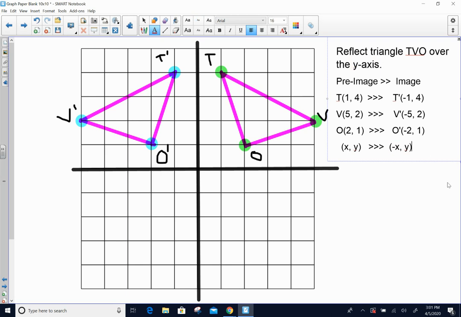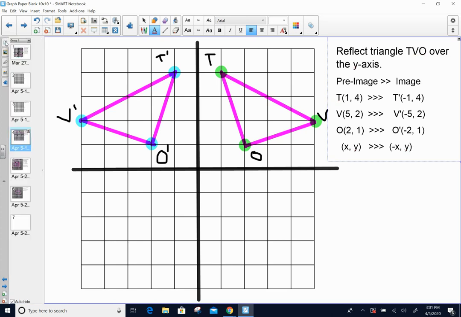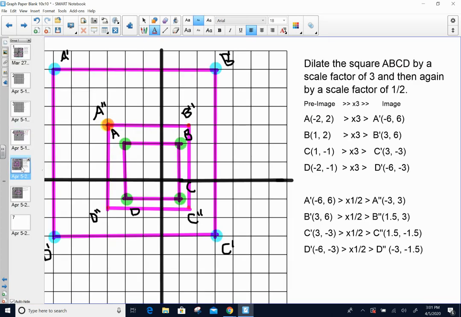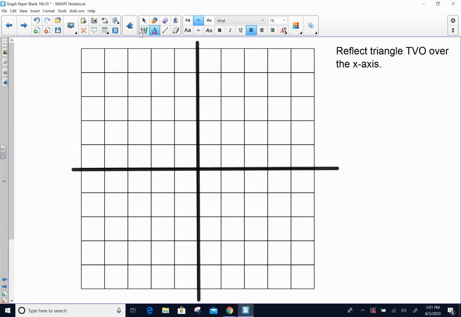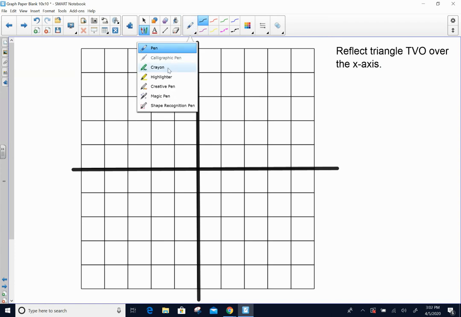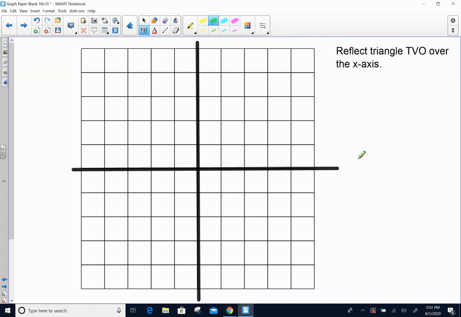All right. Let's do one more here. I want to reflect over the X-axis here. So I'm going to go ahead and draw a shape, and we're going to reflect it over the X-axis. So let's say I have a point here. Let's say I've got a point here, and then how about right there? So this is just my pre-image.